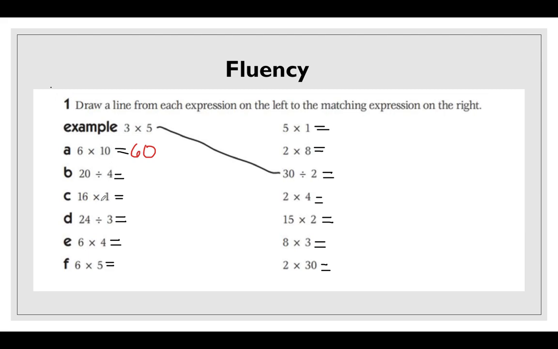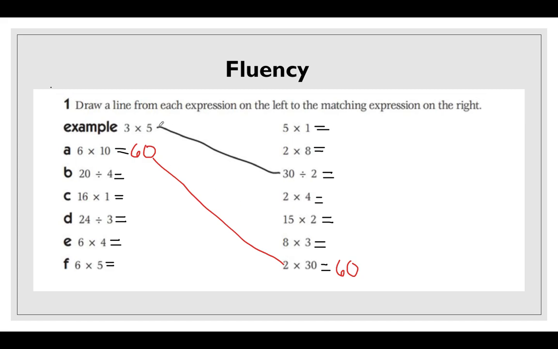Now, after I do all of these, I'm going to go ahead and put the answers over here. But once I do all of the answers, I'll realize that 2 times 30 also equals 60. The way that I figured that out is I looked at the first two numbers, 2 times 3, which equals 6. And then I just took that 0 and I added it to the end. Then I can match the answer 60 to 60.